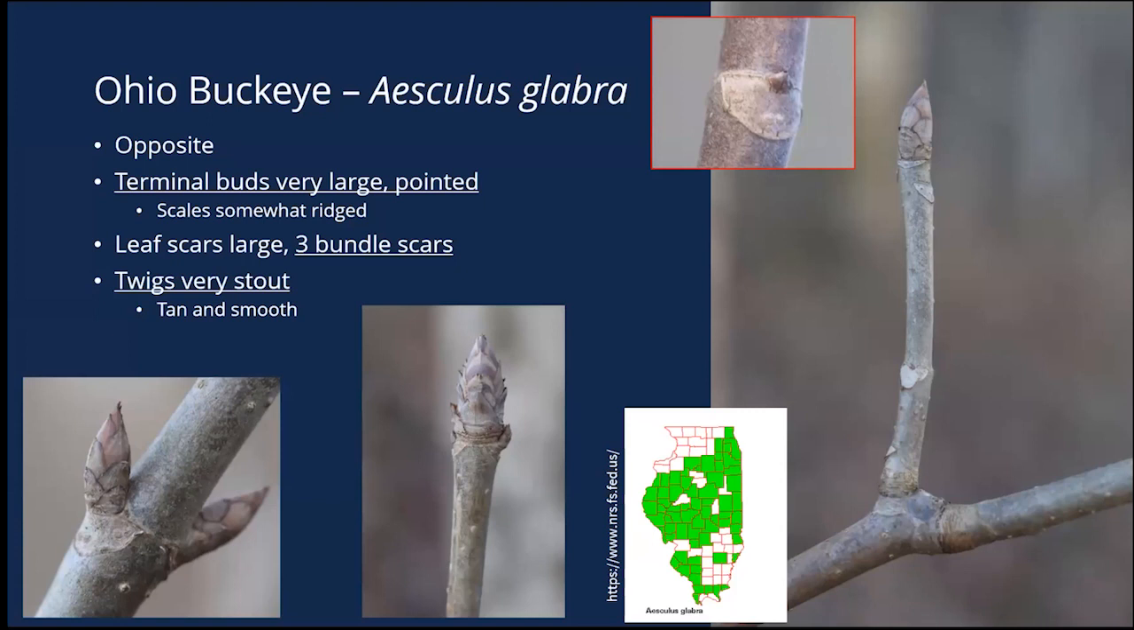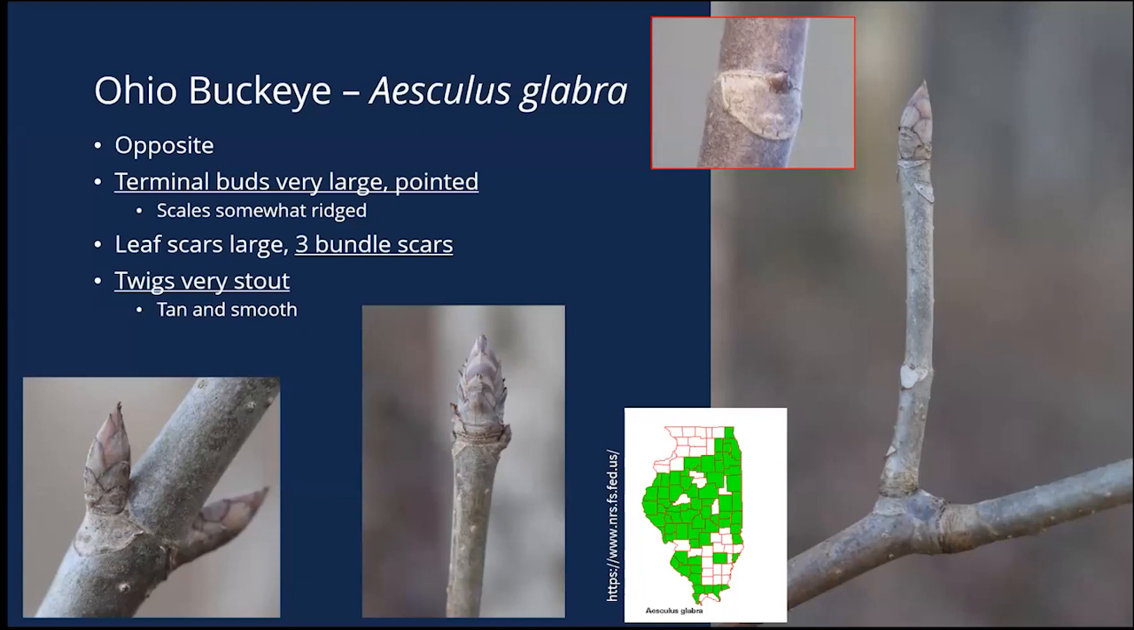If you look at the scales themselves on the buds, usually they're somewhat ridged and it stands out here. You can see one right there, one right there. In that central picture, you can see the ridging. The leaf scars are large on this as well, and there's 3 noticeable bundle scars in each of the leaf scars. And then these twigs are extremely stout, very thick, stout twigs, tan, smooth, hairless twigs.